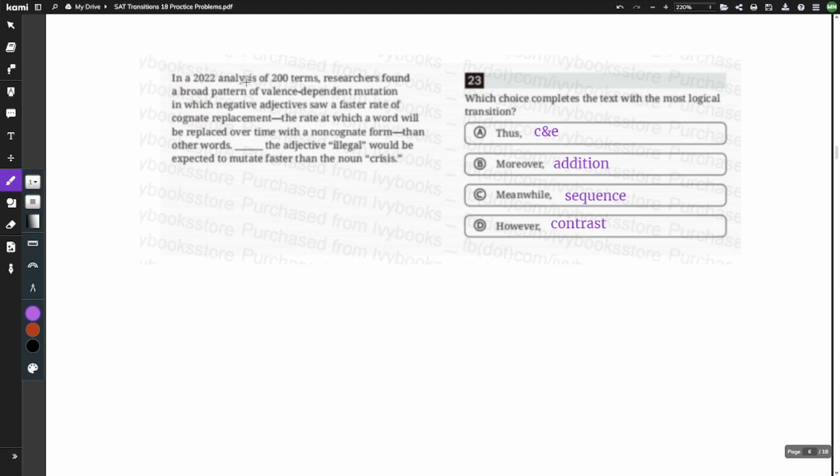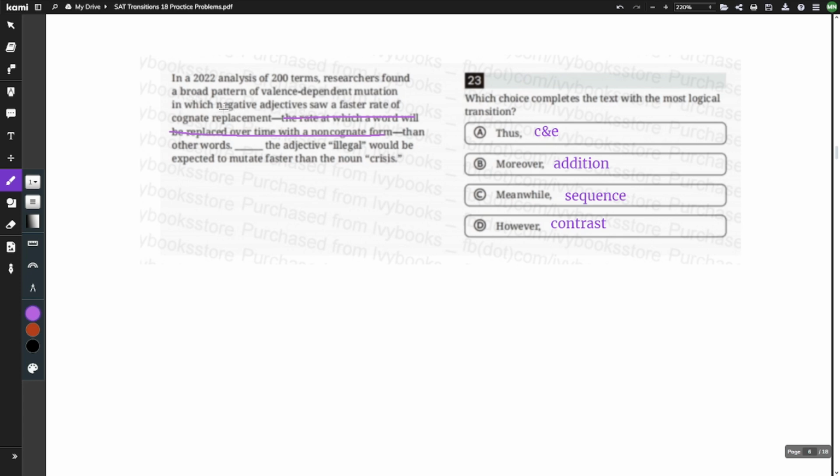In an analysis of 200 terms, researchers found a broad pattern of mutation in which negative adjectives saw a faster rate of cognate replacement. And if you notice here, there's a double dash, so everything in between is a non-essential clause, so I really do not care about all this babbling. Than other words, the adjective illegal would be expected to mutate faster than the noun crisis. So let's recap.